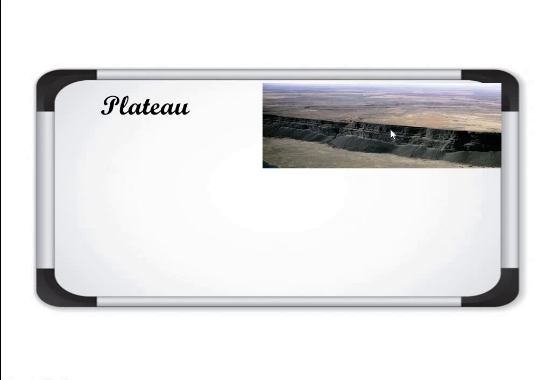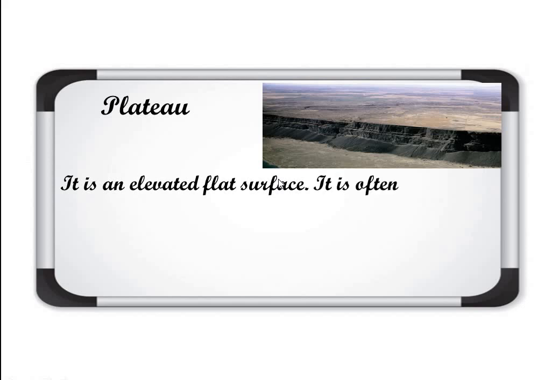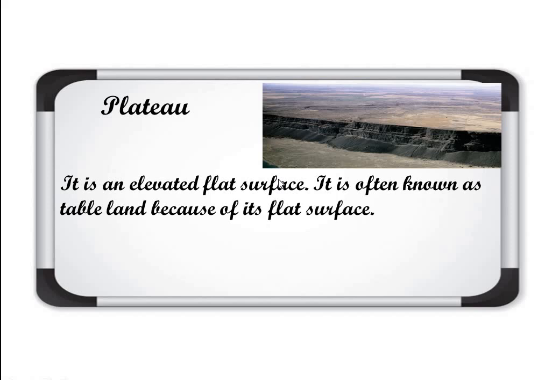Here you can see a plateau, that is the raised land but flat at the surface like a table. So the land raised from the surrounding and flat at the surface is known as a plateau. Now see that it is an elevated flat surface. It is often known as tableland also because of its flat surface.